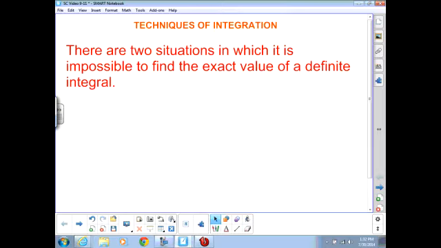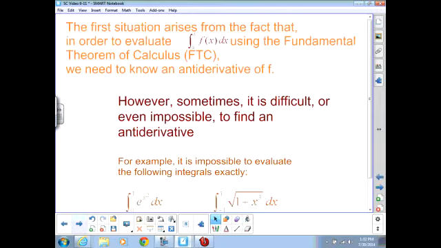So today's video is going to look at another way that we can approximate areas under curves. And you might say, well, why do we even need to bother with our approximations? Aren't we going backwards? Well, there's two cases where we can't find the exact value of a definite integral.